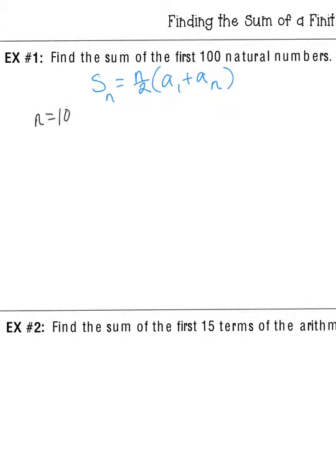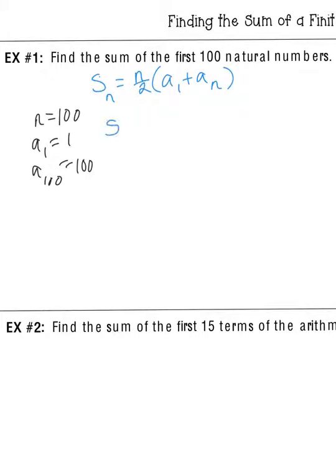N is going to have to be 100 because I'm adding the first 100. So it's implied that there are 100. A sub 1, the first natural number, is 1. A sub 100, that's the last term, is going to be 100. So there's not a lot of stuff we have to figure out on this. We just have to plug it into the formula.